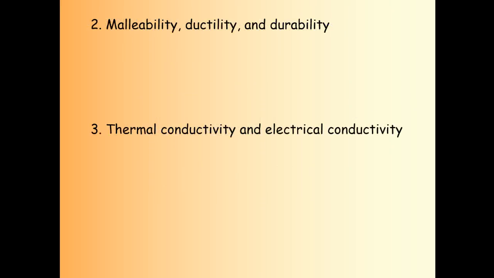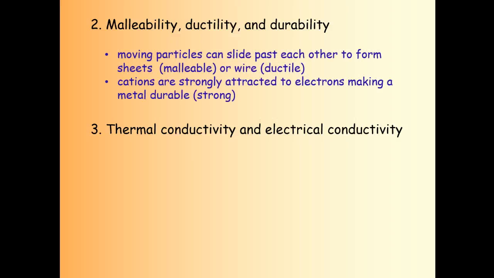Now, metals in general are malleable, ductile, and very durable, which means that they are strong. And this is because the moving particles can slide past each other to form sheets or wire. The metal ions and the electron sea are kind of arranged in sheets on top of one another. So if you hit them with a hammer, or you try to stretch them out, those sheets are going to just slide past each other, making them thinner and thinner, like foils and the copper wiring that we have. The cations are strongly attracted to the electrons, so it makes those metals durable and strong.